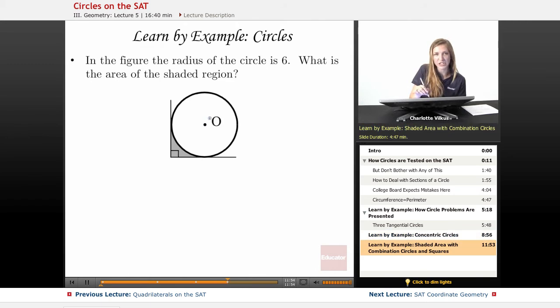I have a circle and I have a different sort of shape. It looks like a right angle. And I want to know the area of the shaded region. I'm also given that the radius of the circle is 6. So this radius is 6. And I want to know the area of the shaded region.